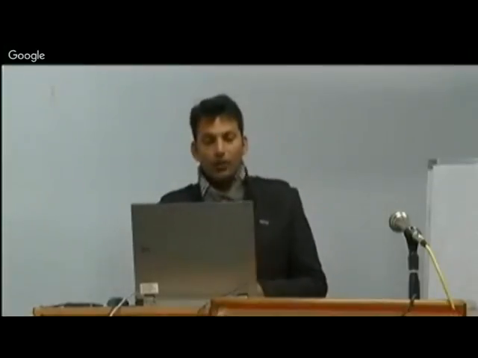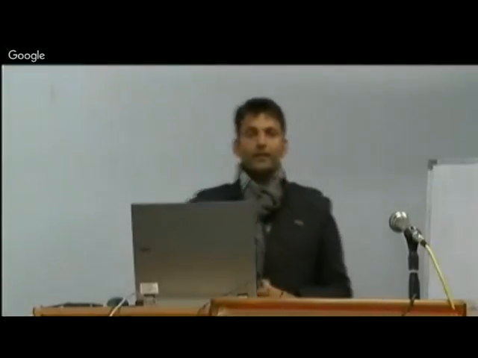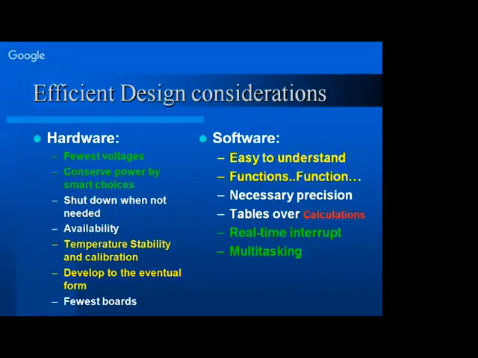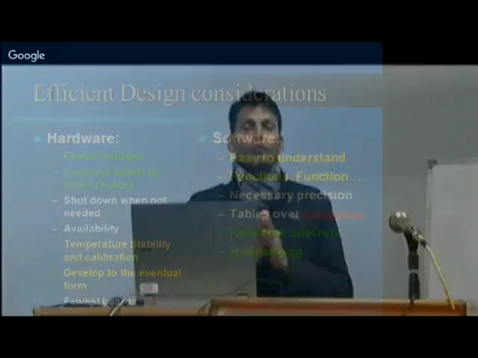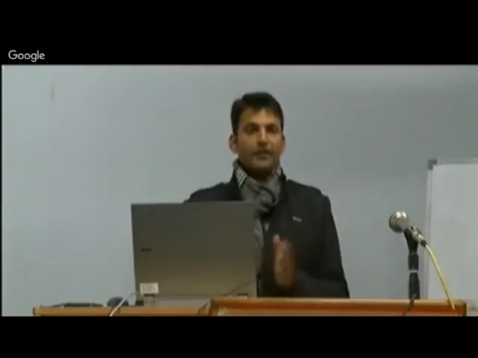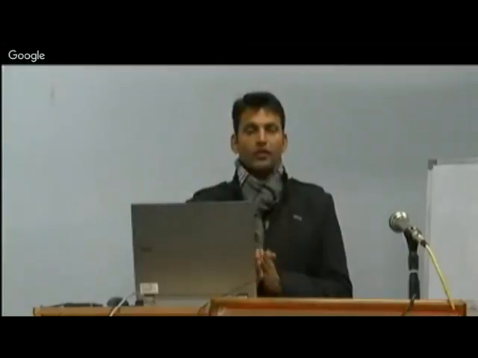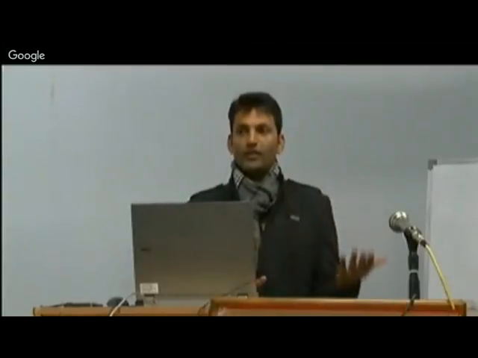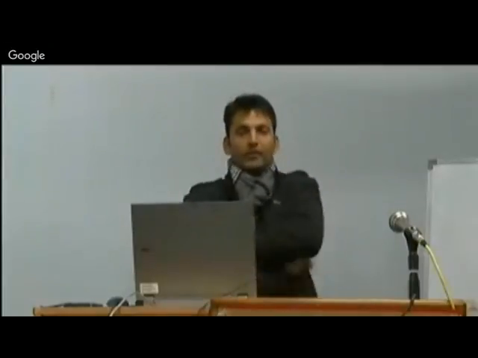Then, developed to the eventual form. Can you have any guesses? Developed to the eventual form, what do you understand by that? It means that, let's say you are developing a product which is as compact as your mobile phone, your cell phone, isn't it? And if you are asked, as a design engineer or embedded engineer, to develop this product, and your product requirement is that it be as compact and as small as your mobile, and you start developing with a desktop PC.